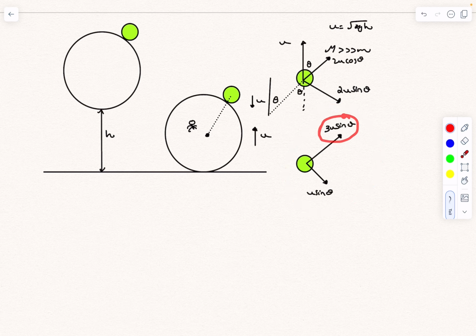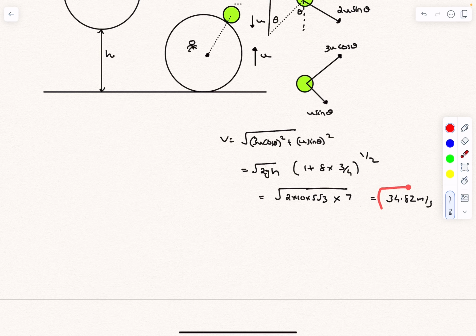This is the velocity in the radial direction. This is the velocity in the tangential direction. Okay. So now in the first problem, they asked us the net speed of the green ball. So the net speed, let's call it v. It is going to be square root of 3u sine theta whole squared plus u sine theta squared. Wait, this would be cos theta. Okay, and after substituting all the values, you'll get the answer as 34.82 meter per second.